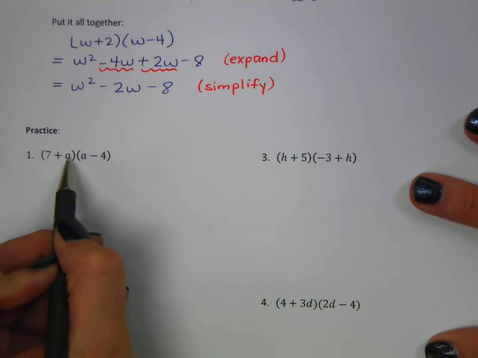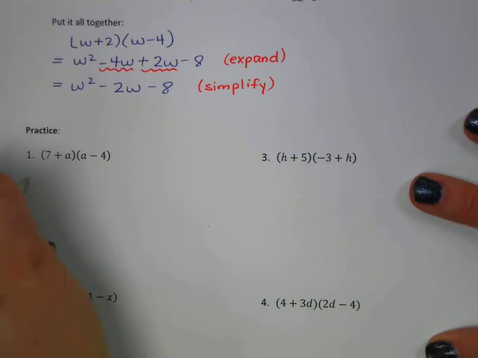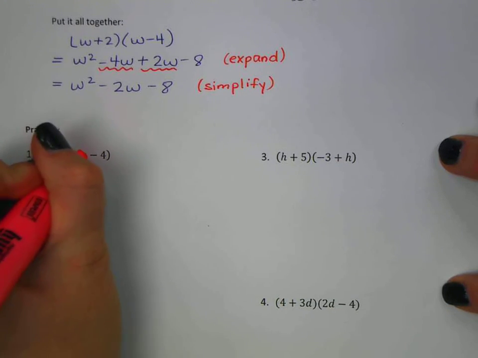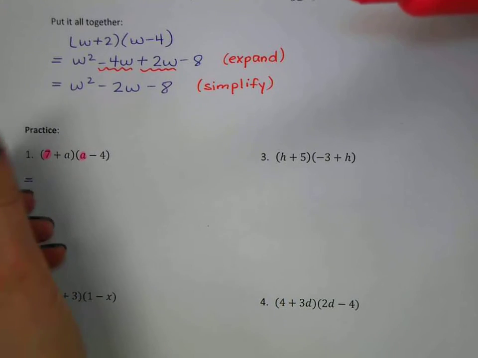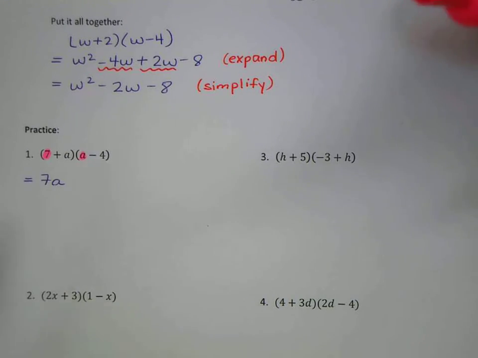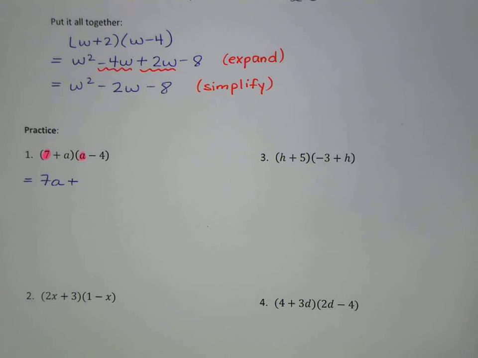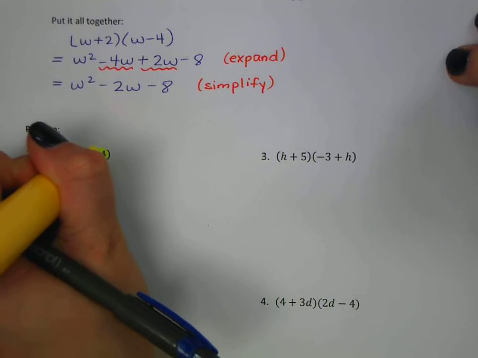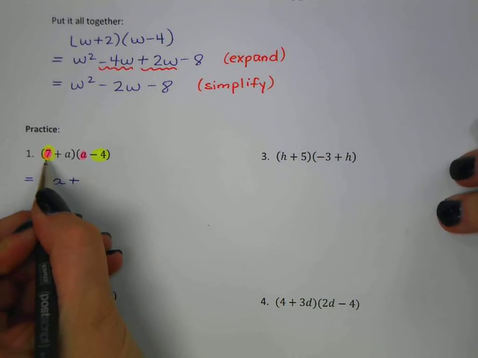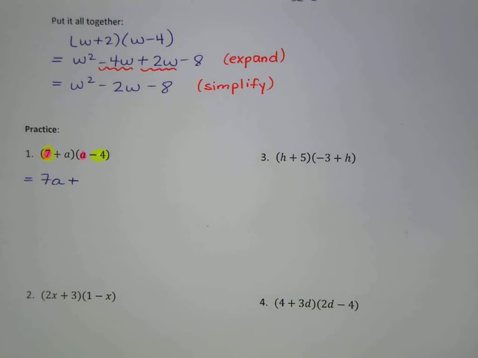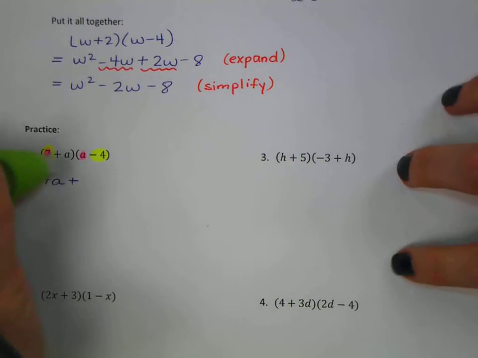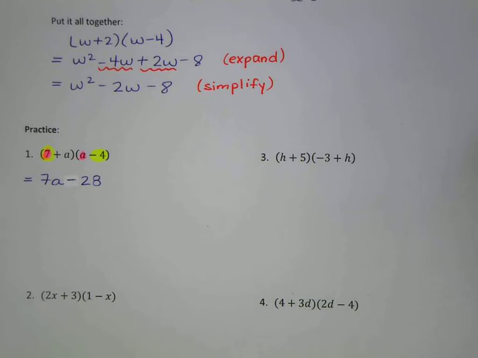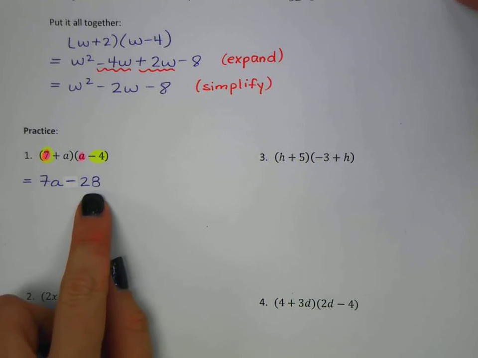So 7 plus a times a minus 4. So we need to do firsts. 7 times a is 7a. Next thing we have is outsides. So that's going to be this 7 again, but we're timesing it by -4. So -4 times 7 is -28. Wrote the positive too early there. So that's the firsts, the outsides.